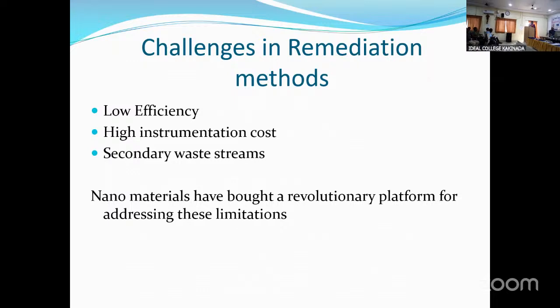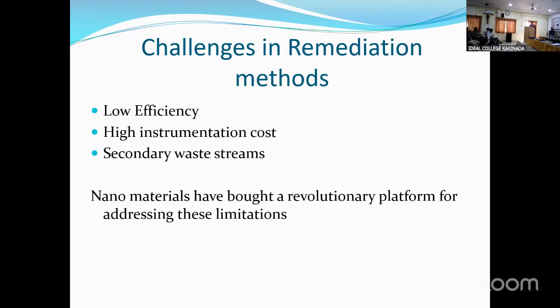In order to protect our environment, we have to find an alternative for the pollution. To protect the environment and eradicate pollution using traditional methods, the challenge we are facing is that they are of low efficiency. That means they are not significantly reducing the pollution. And also their instrumentation cost is high. Whatever instruments we are using to reduce the pollution, their cost is high.